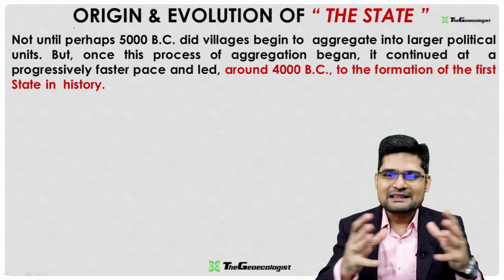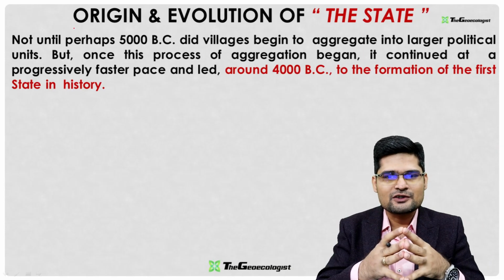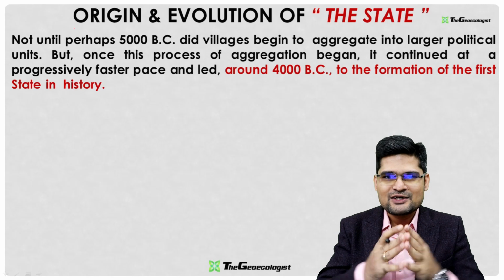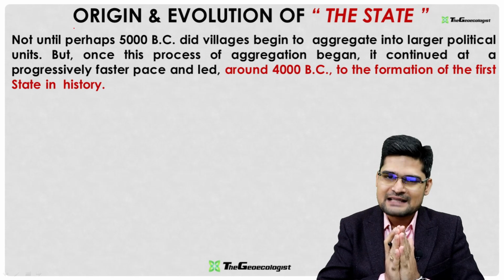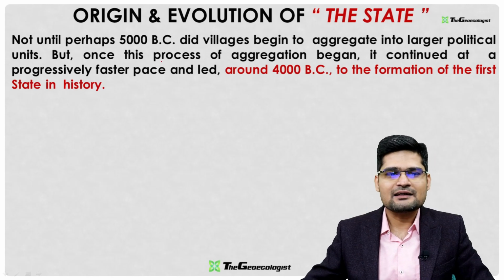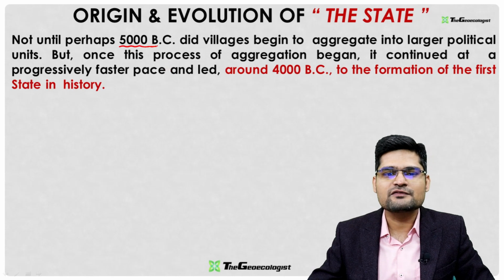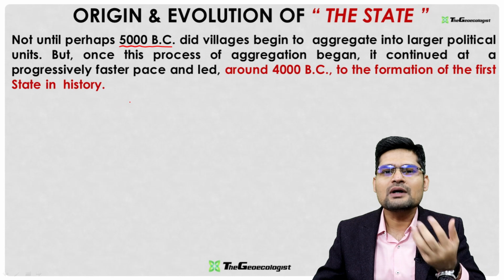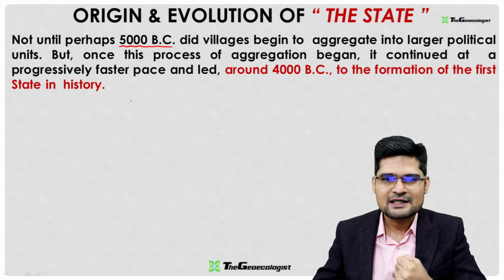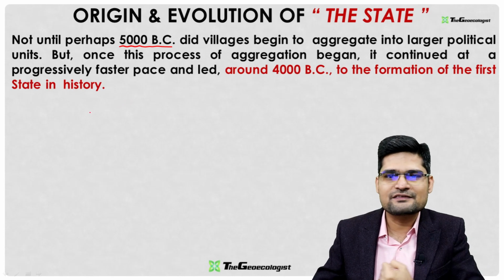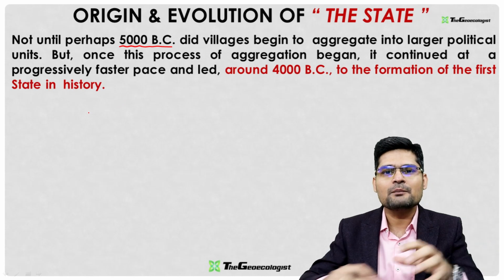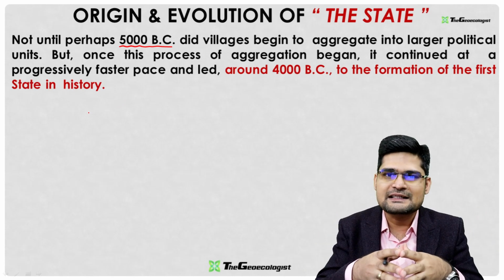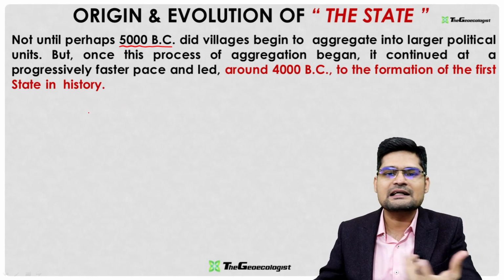So now let's understand the origin and evolution of the concept of the state. If you go historically to understand this idea, we'll see that not until about 5000 before Christ, or we say before Common Era, did the villages begin to aggregate into political units. So it was during the Bronze Age civilization that we see the making of a larger concept of state by the aggregation of these agrarian communities.